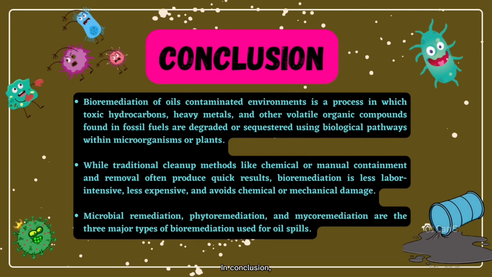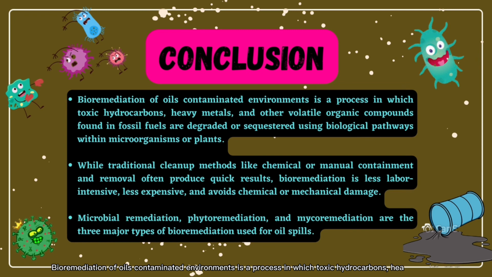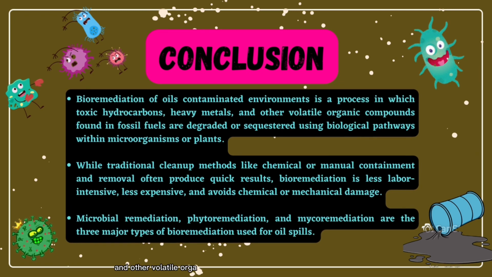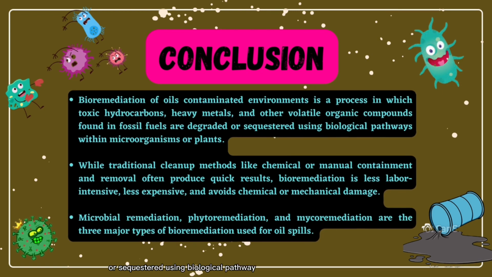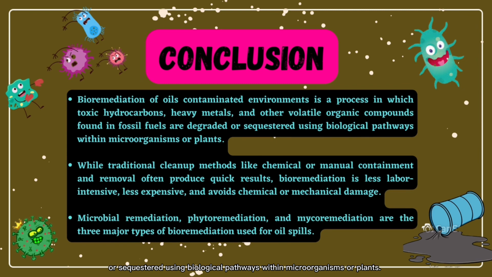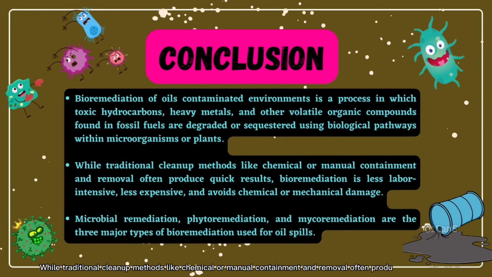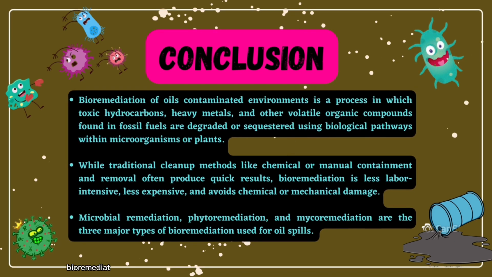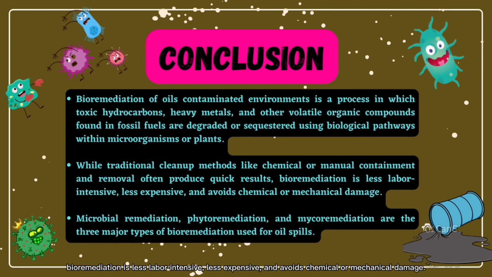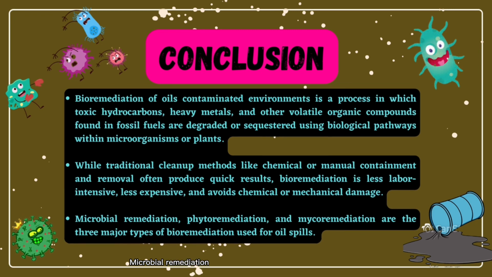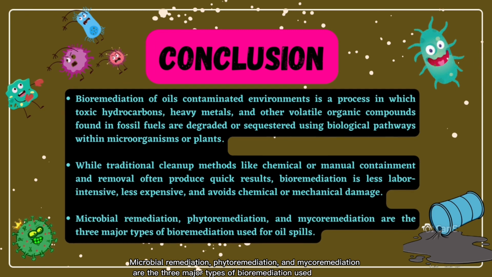In conclusion, bioremediation of oil-contaminated environments is a process in which toxic hydrocarbons, heavy metals, and other volatile organic compounds found in fossil fuels are degraded or sequestered using biological pathways within microorganisms or plants. While traditional cleanup methods like chemical or manual containment and removal often produce quick results, bioremediation is less labor-intensive, less expensive, and avoids chemical or mechanical damage. Microbial remediation, phytoremediation, and mycoremediation are the three major types of bioremediation used for oil spills.